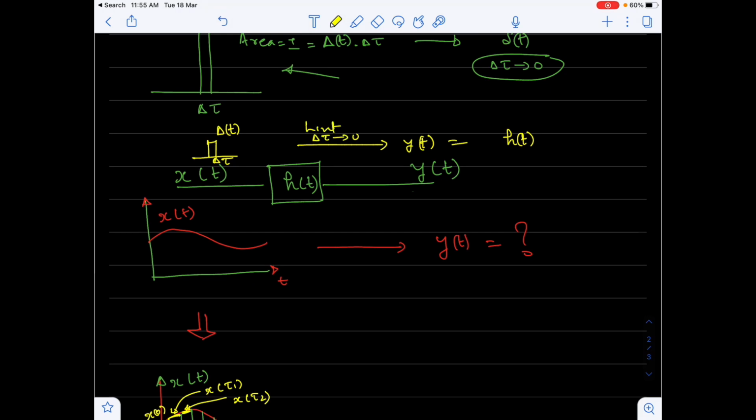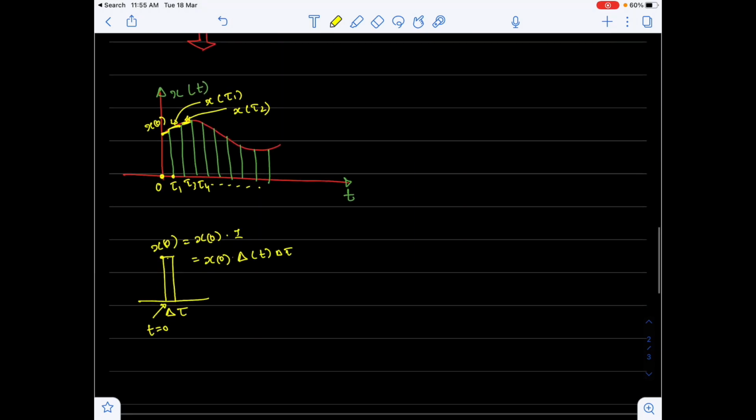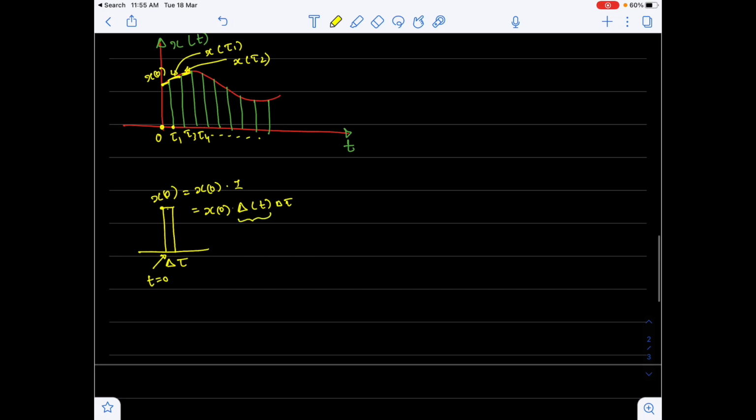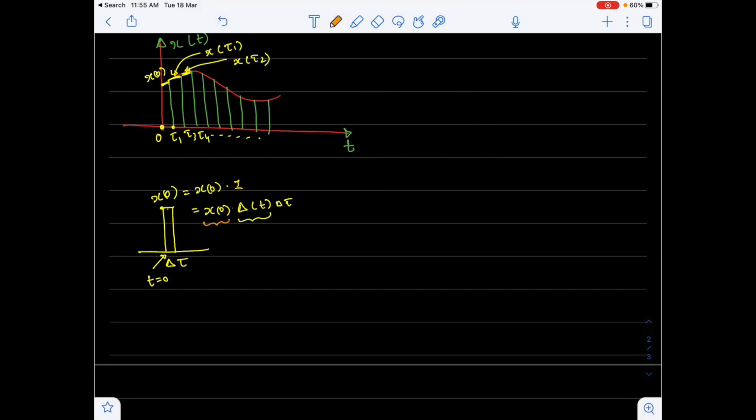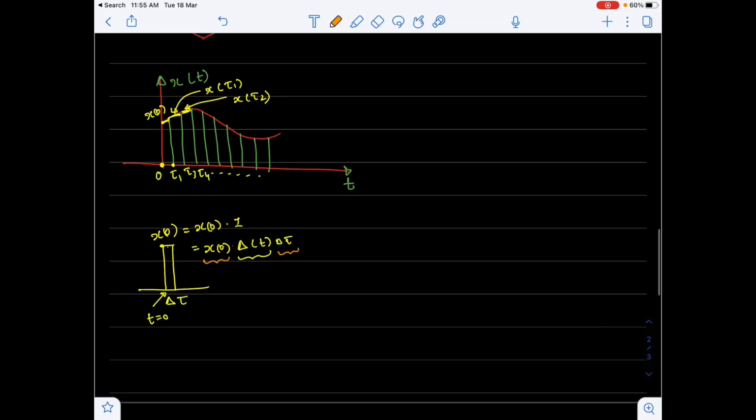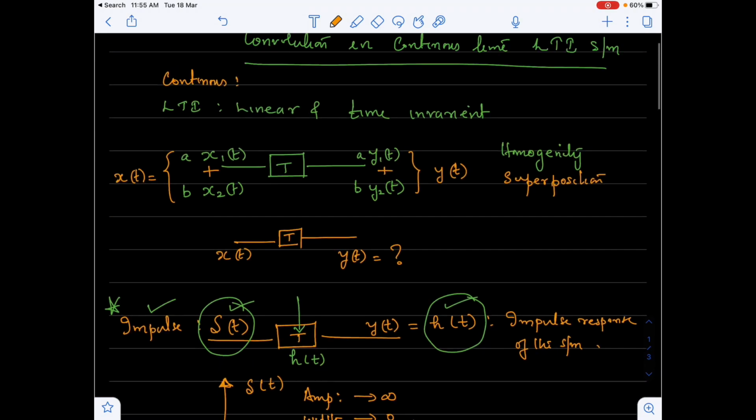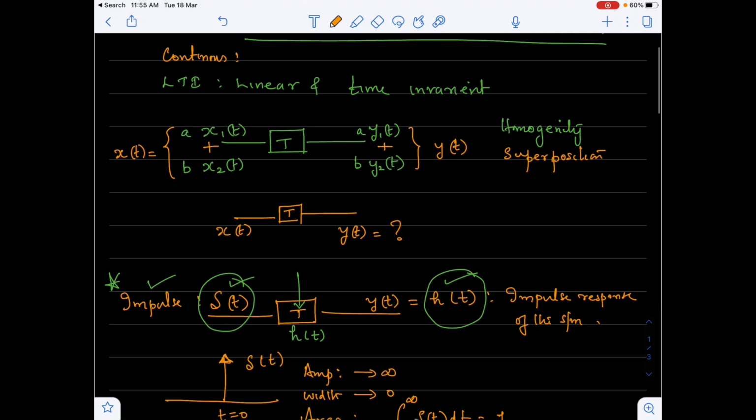Delta tau tends to 0, then only it will become an actual impulse function. So here also you see that we have an impulse part, and we also have some scaling factors. As we have seen before, when I give some input x1(t) and I get the output y1(t), then if I multiply with some scaling factor, the output also gets multiplied with the scaling factor because of the homogeneity property.